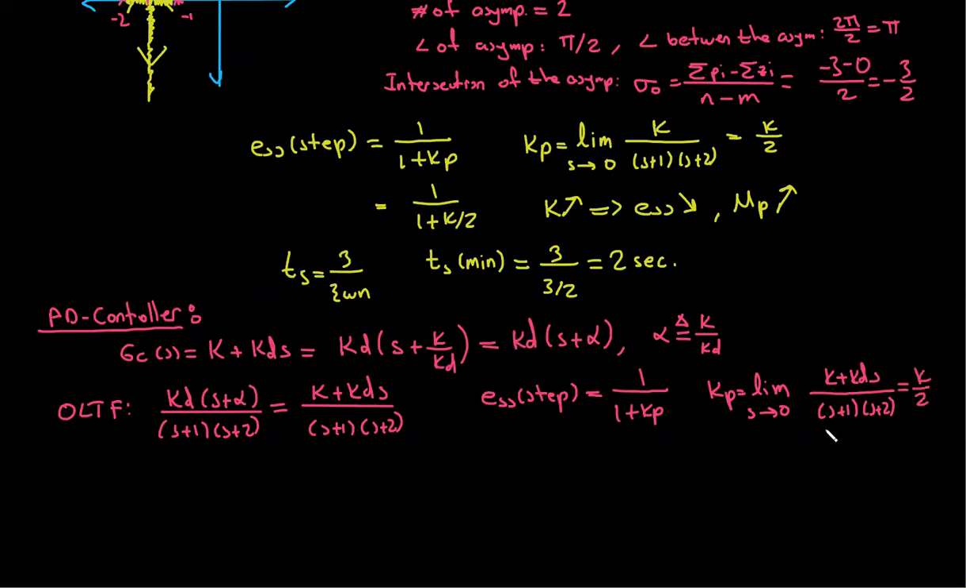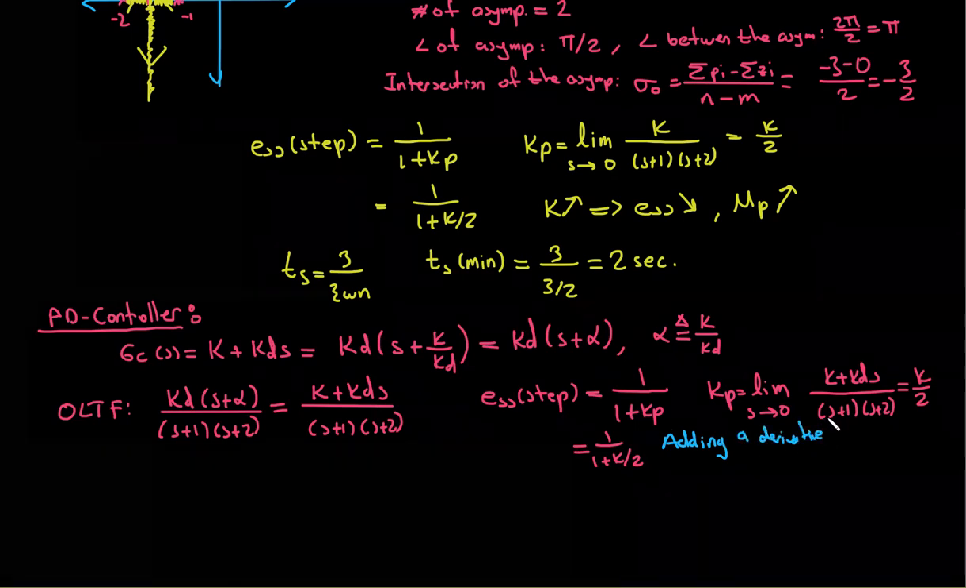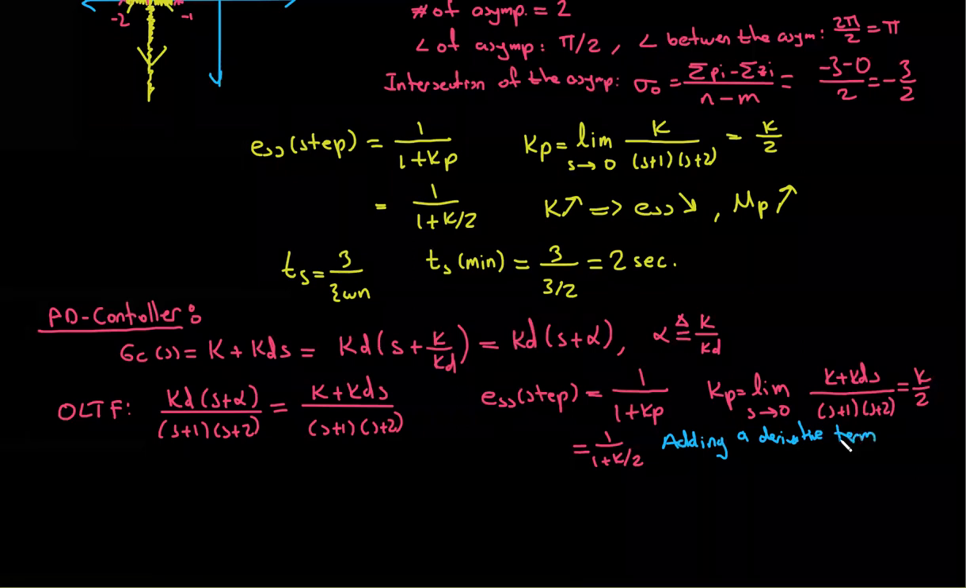Okay. So the steady state error to unit step is 1 over 1 plus k over 2 once again. So we already know this, right? So we know that adding a derivative term does not change the steady state error, right?